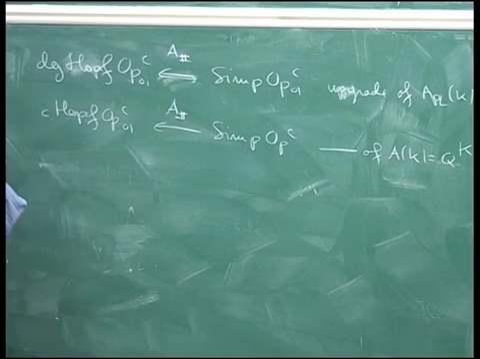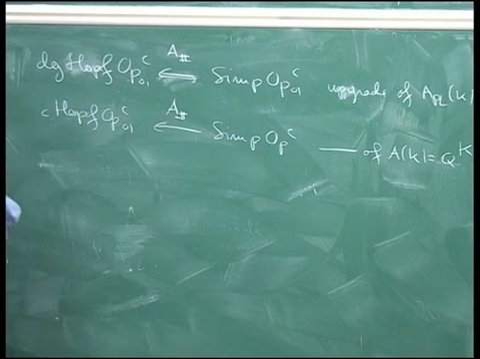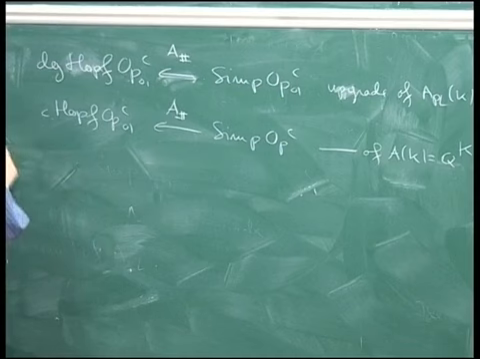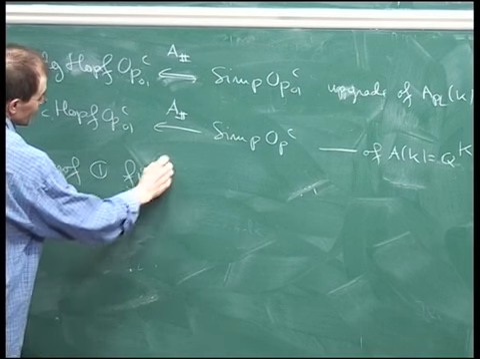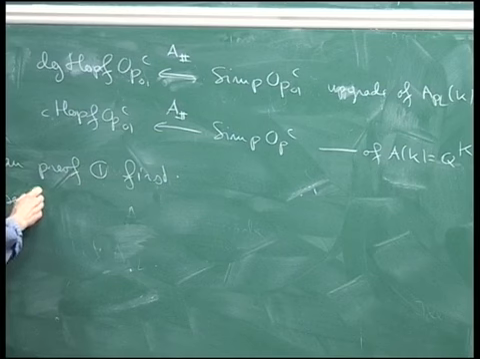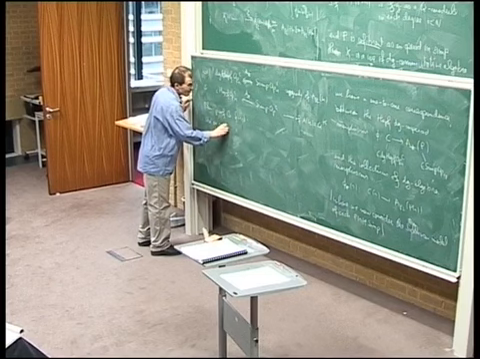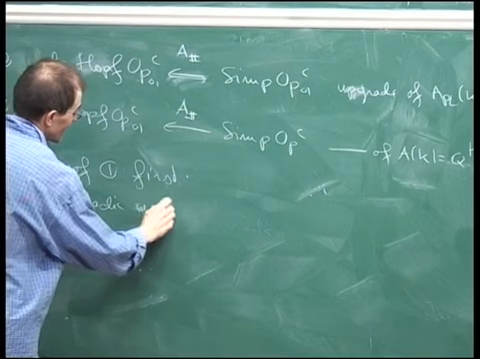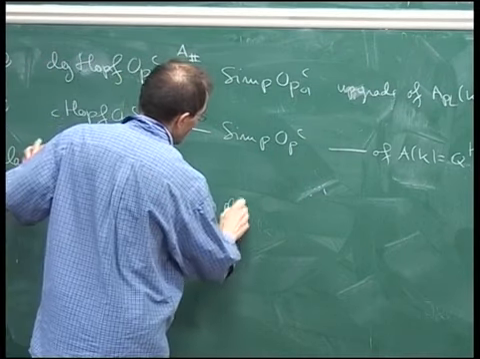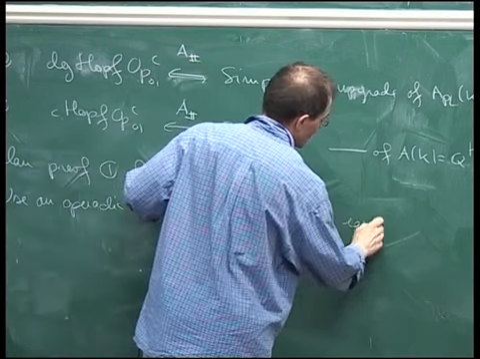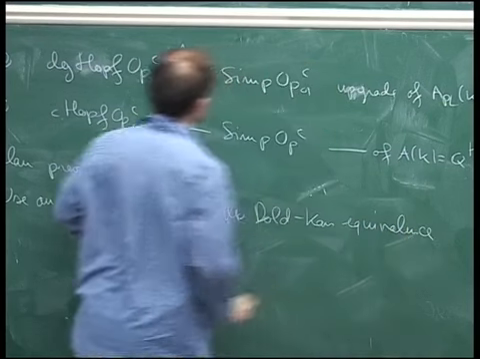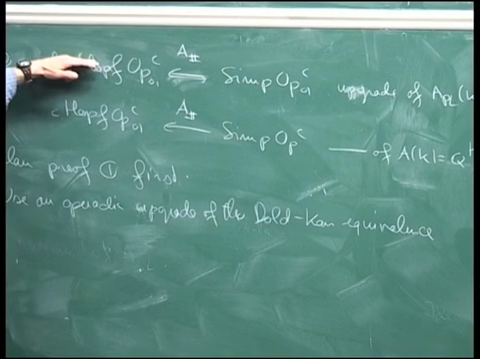So the idea is first proof. Proof one. The plan is to prove one first, and then use an operadic upgrade of the Dold-Kan equivalence, to get that this category is Quillen equivalent to this one, and to get case 2 from case 1.